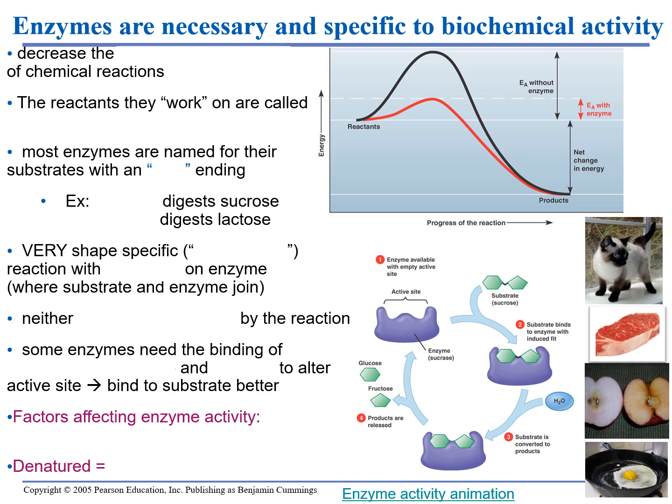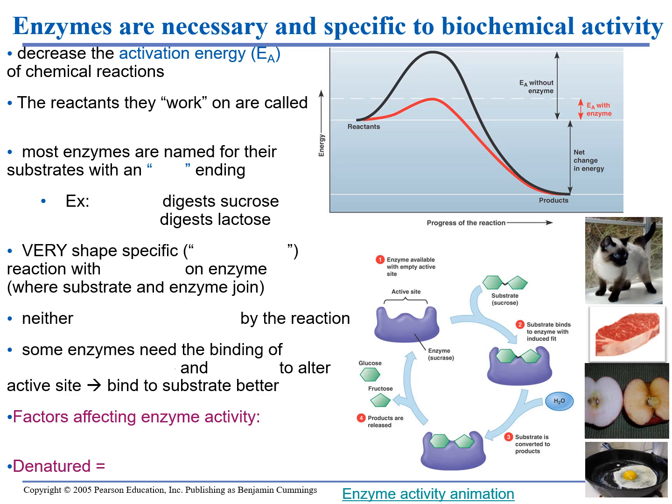So enzymes are necessary and specific to biochemical activity. We will be focusing more on enzymes in chapter 5 again. And so what enzymes do for the body, as a quick summary, is that they ease the job of chemical reactions. Enzymes decrease the activation energy of chemical reactions.